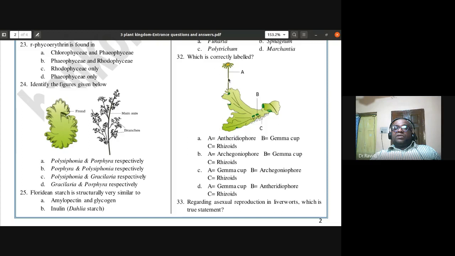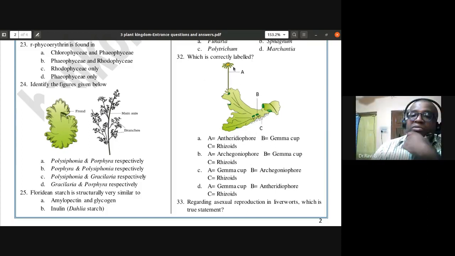Now you have to identify whether it is Antheridiophore or Archegoniophore. But they are not Gemma cup, so C and D are ruled out. It has to be either A or B. B is Gemma cup, so Gemma cup and rhizoids are confirmed. Now we have to identify whether A is Antheridiophore or Archegoniophore. For the 32nd, the answer is Archegoniophore. So A is Archegoniophore, B is Gemma cup, and C is rhizoid.